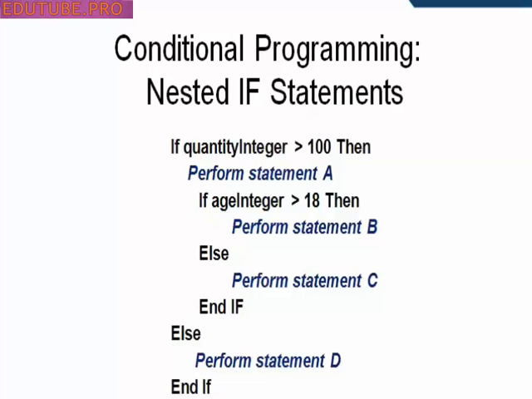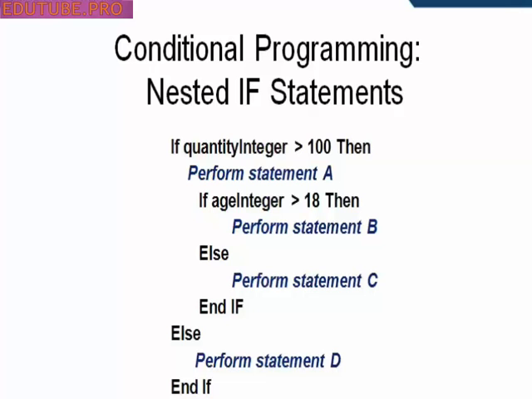In the first example, I have an if quantity integer greater than 100. If that evaluates to true, then the statement or statements that come next would be performed. Keep in mind that where I have perform statement A, that actually could be representing multiple statements. So the if statement quantity integer greater than 100 is evaluated and then executed appropriately.